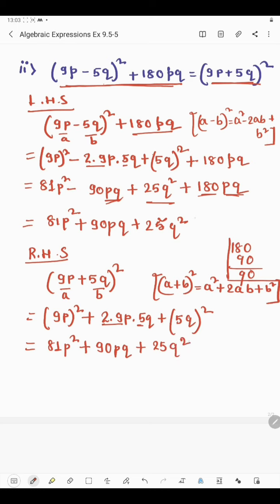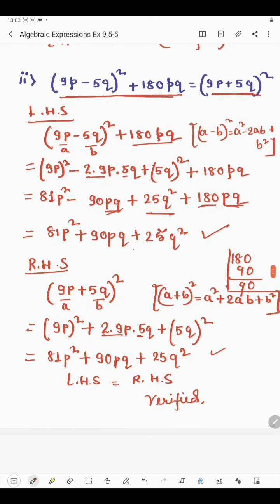Now from the left hand side we have got 81p square plus 90pq plus 25q square, and on the right hand side we have got 81p square plus 90pq plus 25q square. So it's the same, right? So we can write left hand side is equal to right hand side, verified. This is the way we will have to solve the left hand side as well as the right hand side, and then show that both are equal, as an equal sign is given in between, so we have to check whether the left hand side is equal to the right hand side.